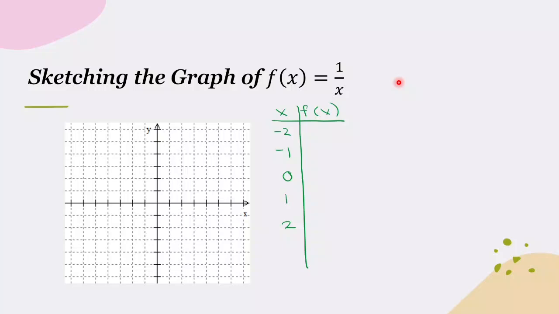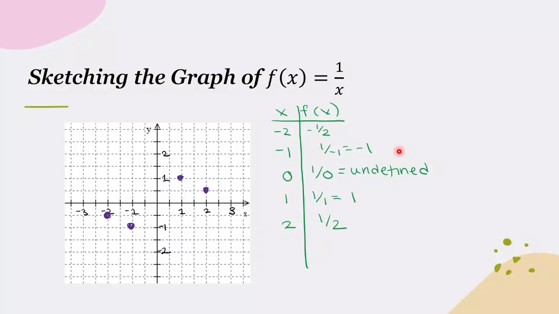If I plug -2 in for x, I get 1 divided by -2, or -1/2. If I plug -1 in for x, I get 1 divided by -1, or -1. If I plug 0 in, well, 1 divided by 0 is undefined. 0 is actually not in the domain of this function. And then plug in 1, 1 divided by 1 is 1, plug in 2, 1 divided by 2 is 1/2. So I'm going to go ahead and plot those points. I've got the points -2, -1/2; -1, -1; 1, 1; 2, 1/2.